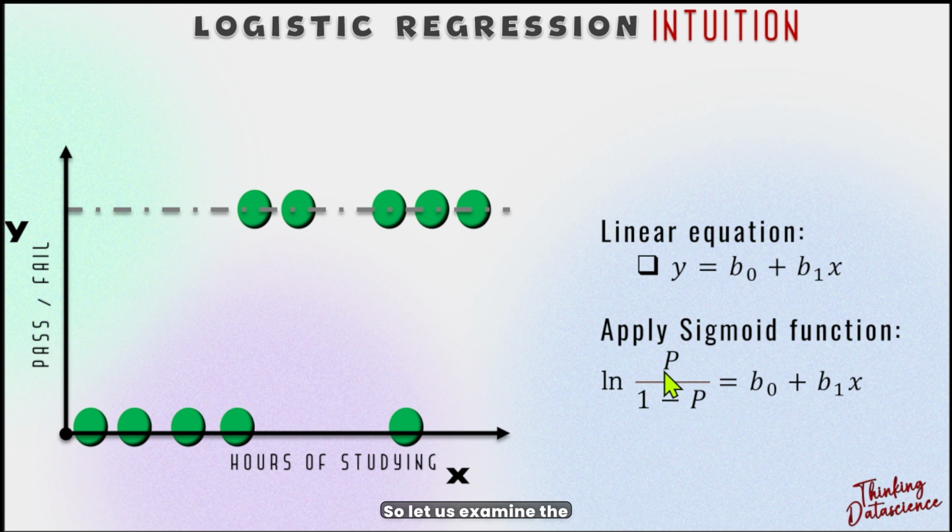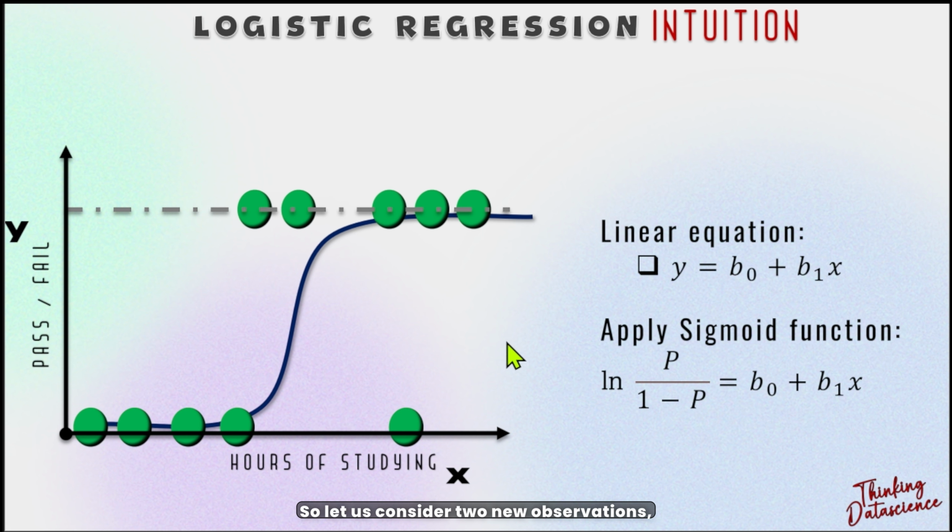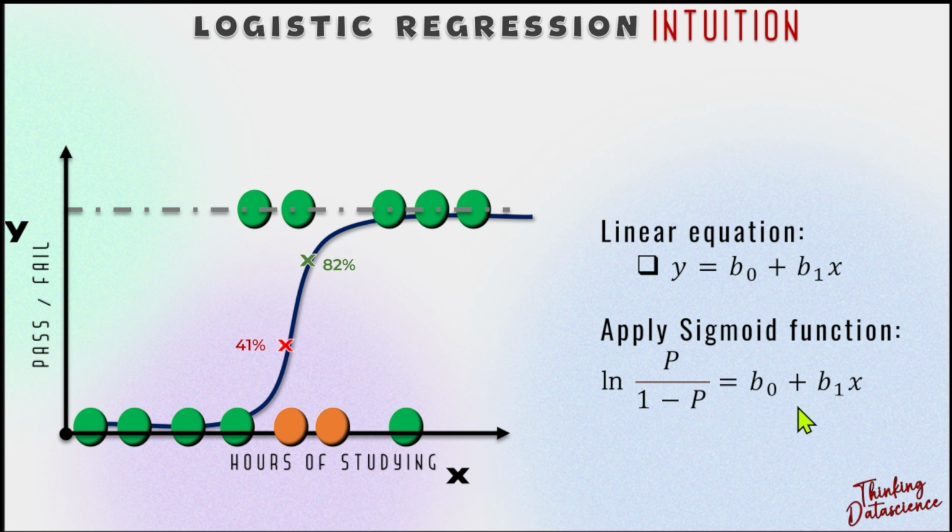So let us examine the logistic regression curve. The logistic regression curve is also known as the sigmoid curve. But how does it work in practice? Let us consider two new observations, someone who studies for 4 hours and someone who studies for 7 hours. To use logistic regression, we project these values onto the curve. The logistic regression model tells us the probability of someone passing or failing based on their studying hours.